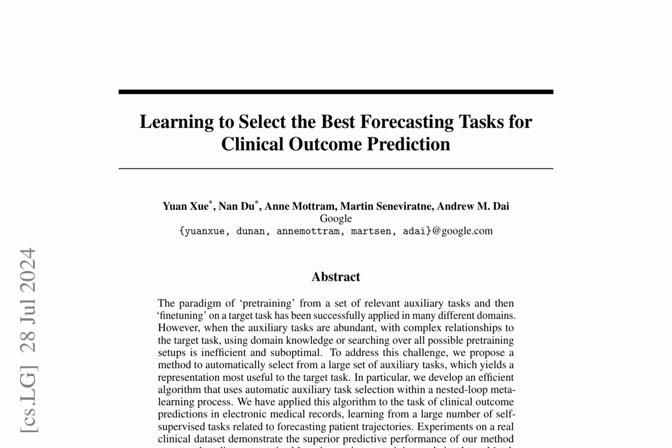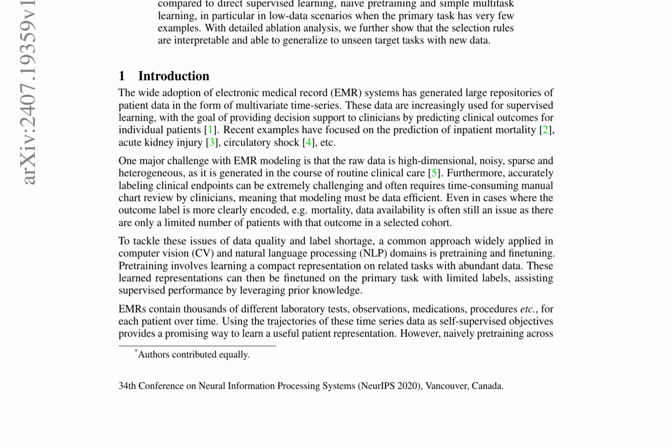This approach leverages a nested-loop metalearning process to learn a compact representation that can be fine-tuned on the target task with limited labels. An efficient algorithm for task selection is introduced, which yields superior predictive performance compared to direct supervised learning, naive pre-training, and simple multitask learning, particularly in low-data scenarios. Ablation analysis demonstrates that the selection rules are interpretable and can generalize to unseen target tasks with new data.